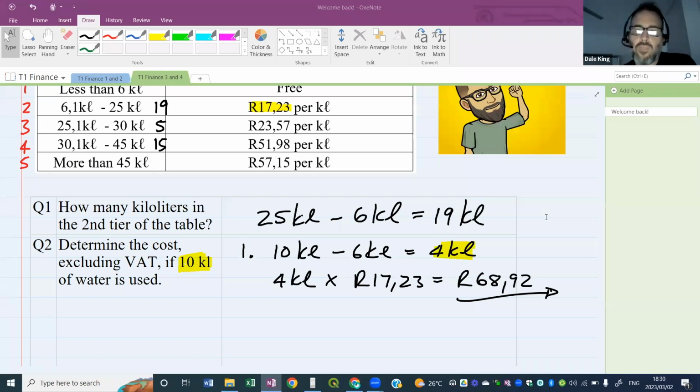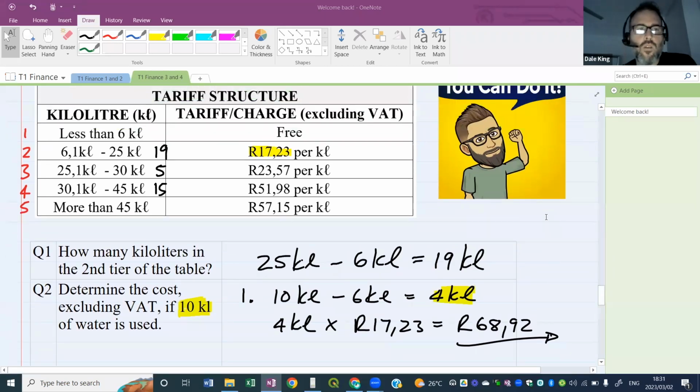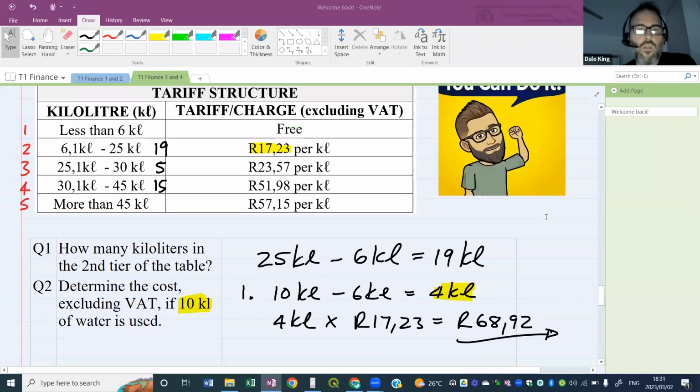I wanted to know, why don't we minus the 10 kiloliters with the 5? With the 5. Which 5 are you talking about now? Because here it says 10 kiloliters minus 6 kiloliters. Yeah, that gives us 4. Where are you seeing a 5, my dear? No, I meant the 19.